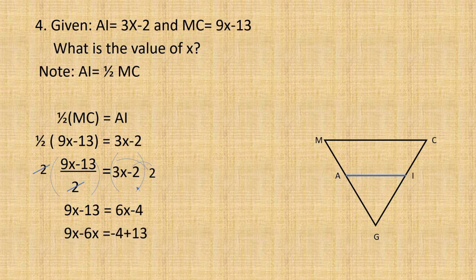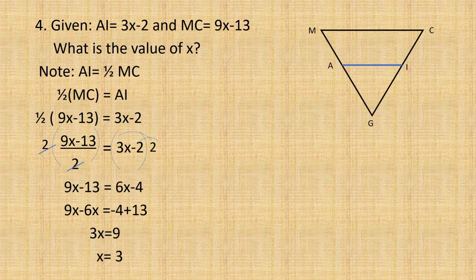So let us combine similar terms. So we have there 9x minus 6x, and you copy negative 4, then your negative 13 transposes to the other side, that will become positive 13. So 9x minus 6x is equal to 3x, and negative 4 plus 13 is equal to positive 9. And divide both sides of the equation by 3, so therefore our x is equal to 3.